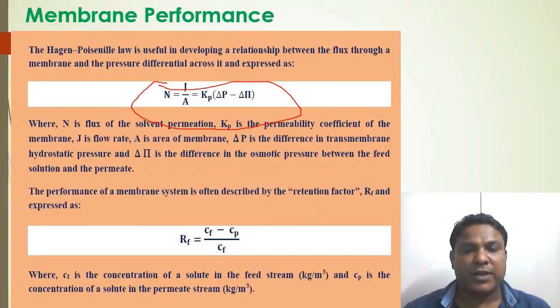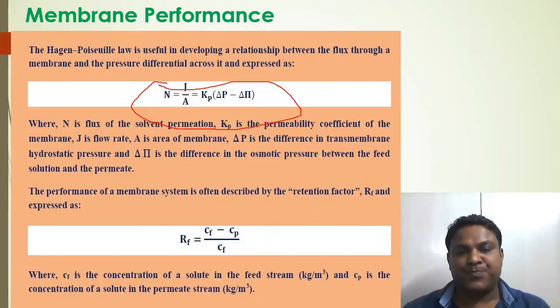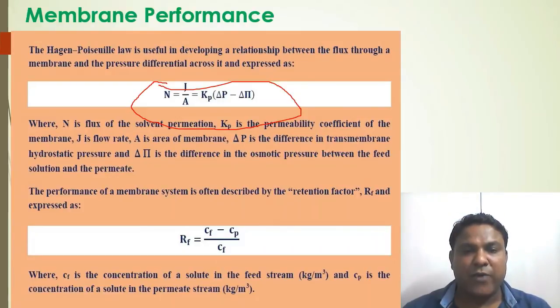J is the flow rate, A is the area of membrane, del P is the difference in transmembrane hydrostatic pressure, and del pi is the difference in osmotic pressure between the feed solution and the permeate. So using this equation we can find the flux through the membrane by establishing a pressure differential across it, the transmembrane hydrostatic pressure and osmotic pressure.